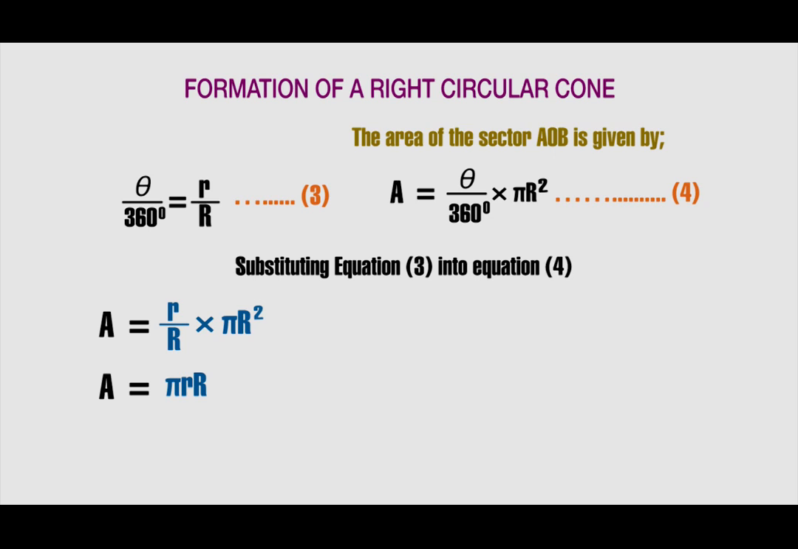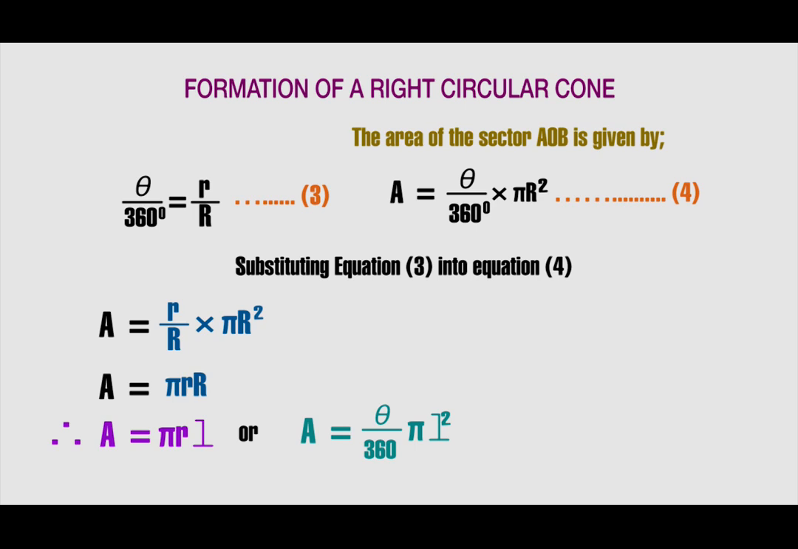But big R is the same as the slant length, L. Therefore, big R is equal to L. So if you substitute, then we have A equals pi r L, where r is now small r. Hence, the curved surface area is given by A equals pi r L, or A equals theta over 360 times pi L squared.